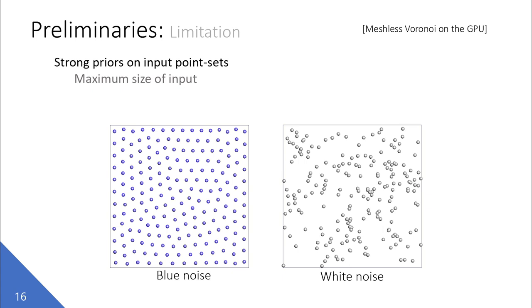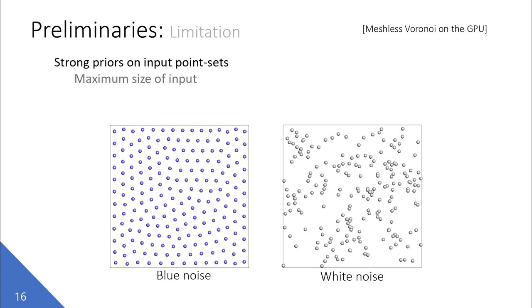However, this method does have its limitations. We illustrate the behavior of the method on two different distributions of points, white and blue noise. First, they are the most used for sampling, and second and most important, they are two opposite corner cases for our algorithm.